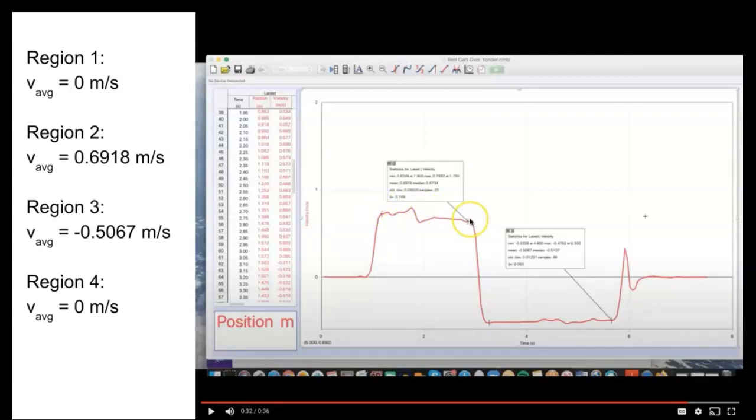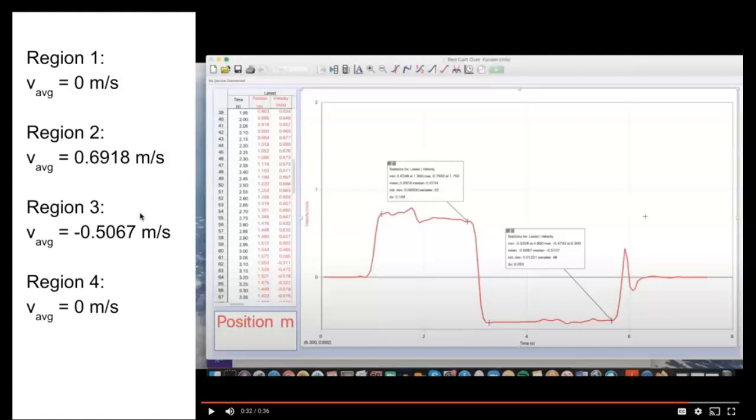blip in the middle. Then off screen, the velocity very suddenly changes and becomes approximately negative 0.5 meters per second. Again, the computer gives me an average value in this time. It says the average velocity in this period of time is negative 0.5067 meters per second. And then at the end of the experiment, it has this sudden change of velocity again, goes back to 0 meters per second. We will actually look at velocity graphs a lot more than position graphs in this course.